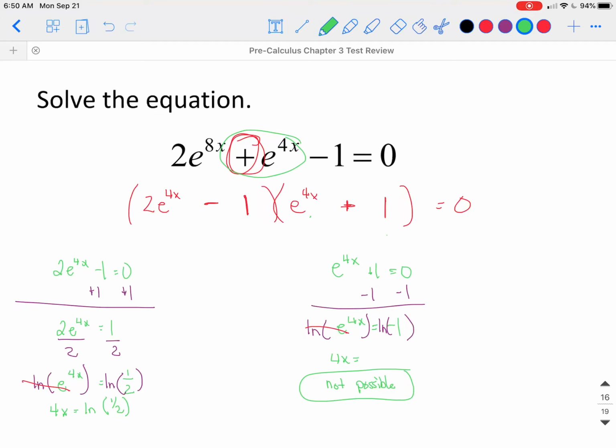But we still need to finish solving the left side. To get the x by itself, we're going to divide both sides by 4. And we're going to be left with x is equal to negative 0.17.